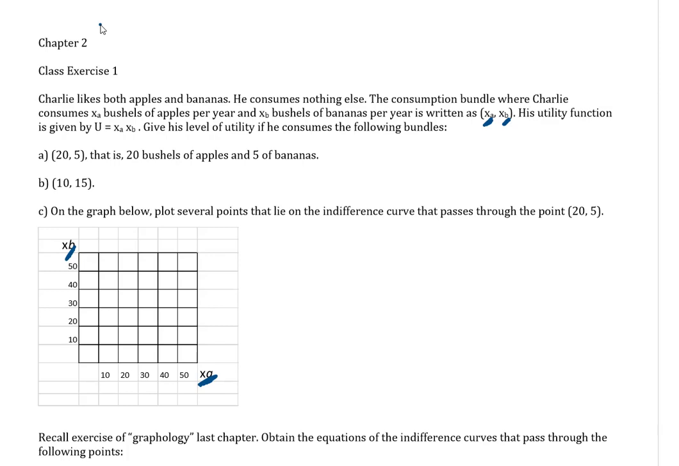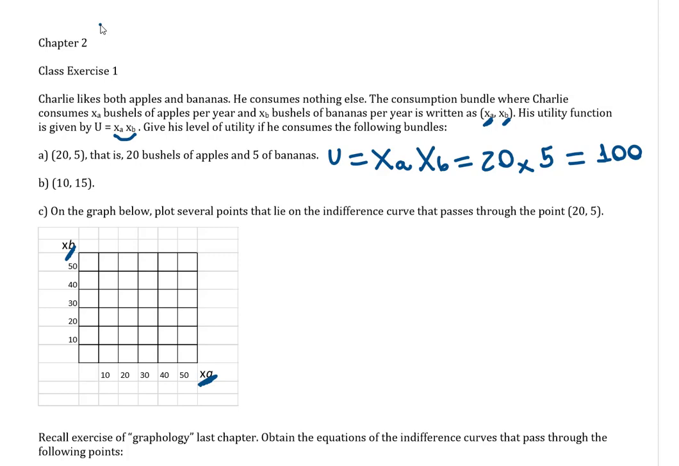His utility function is given by XA times XB. So that's a very simple utility function. We just multiply both of the goods. So question A, if Charlie consumes 20 apples and 5 bananas, what is the utility? What is the level of happiness? Well, let's substitute. 20 times 5 is equal to 100. So that's his level of happiness, 100.